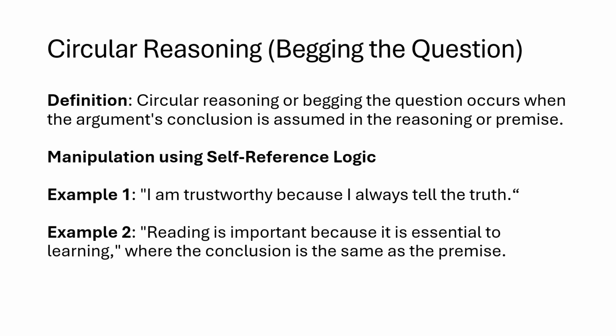Circular reasoning, or begging the question, occurs when the argument's conclusion is assumed in the reasoning or premise. This is manipulation using self-reference logic. Example 1. I'm trustworthy because I always tell the truth. Example 2. Reading is important because it's essential to learning, when the conclusion is the same as the premise.